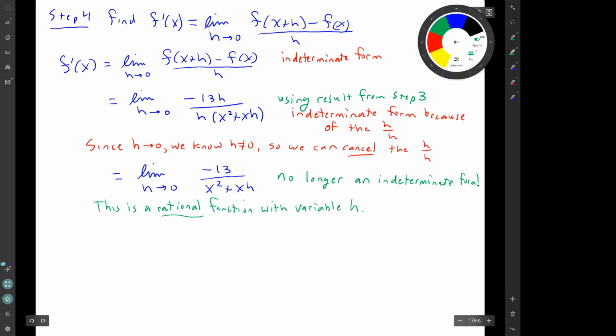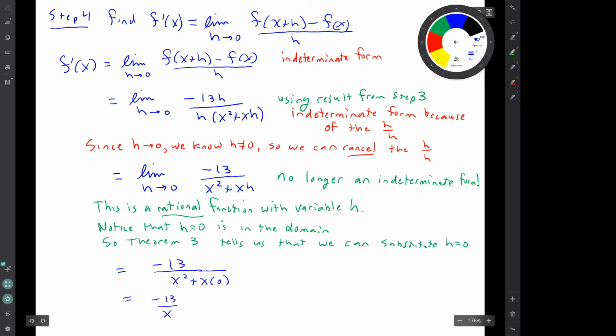Why did I say the variable is h, not x? Well, because the h is the thing that is varying. Now, notice about that rational function, if I substitute in h equals 0, nothing goes wrong. In other words, h equals 0 is in the domain of that rational function. So theorem 3 tells us that we can just substitute in h equals 0. And there's our result. We found that f prime of x equals minus 13 over x squared.